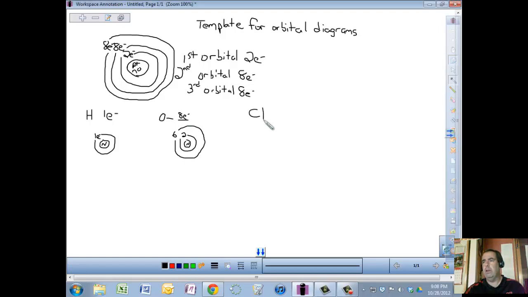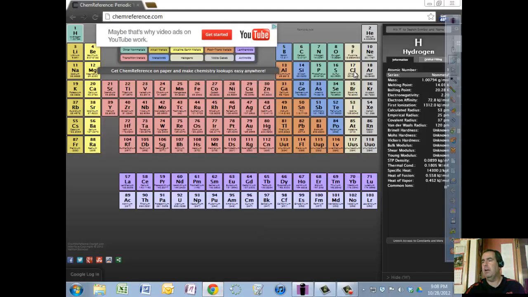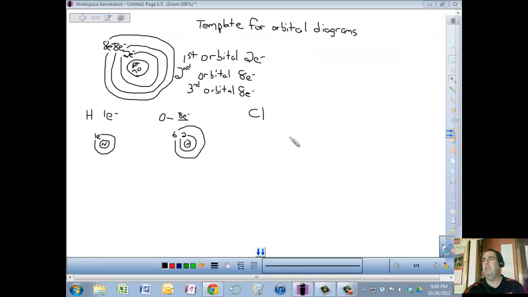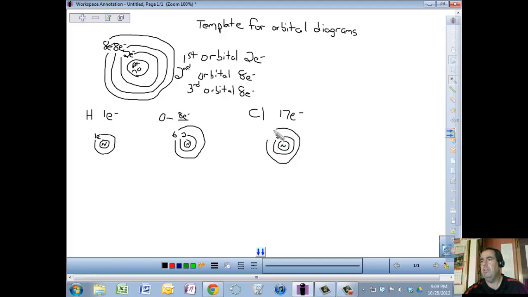When we go to chlorine, looking at a periodic table, it says chlorine has 17 electrons that we need to place. So, 17 electrons. Draw our nucleus here. In the first ring, we're going to place 2 electrons. When we go to our second ring, when I take those 2 away from 17, that means I've got 15 left that I need to place.